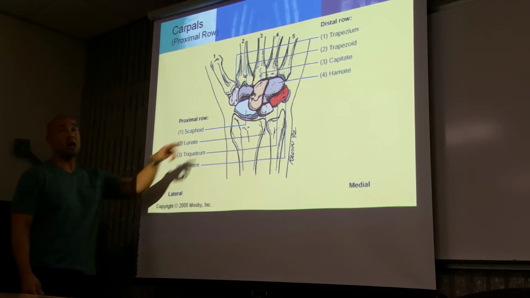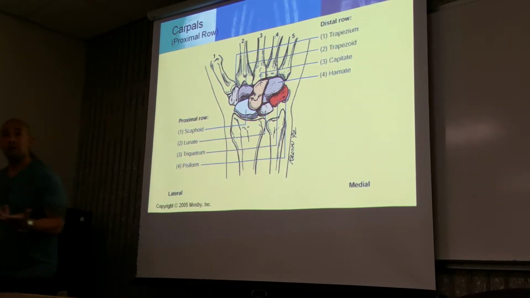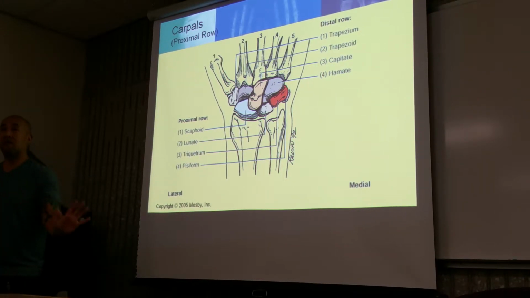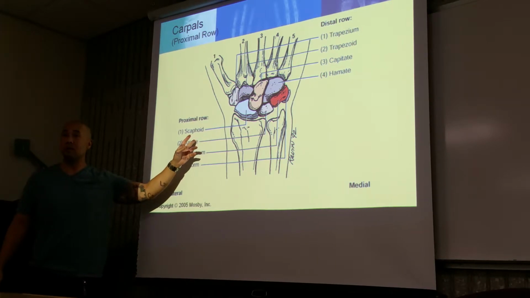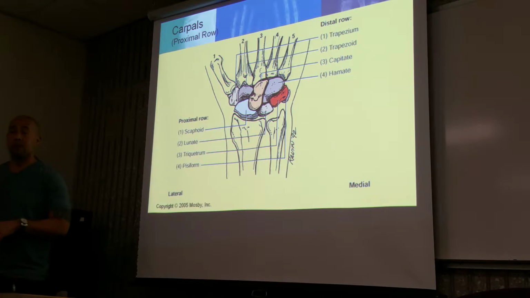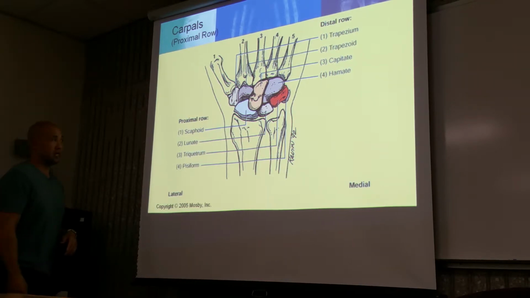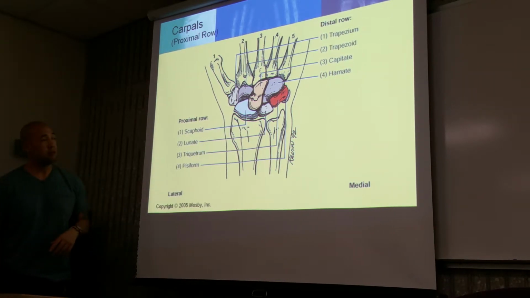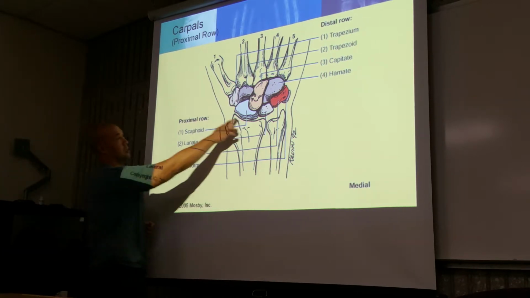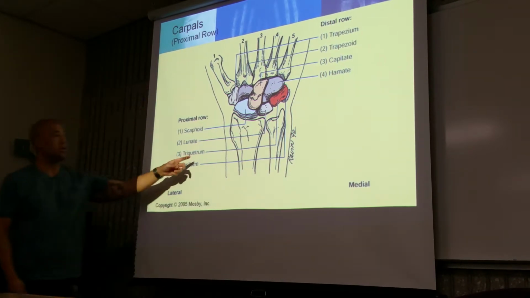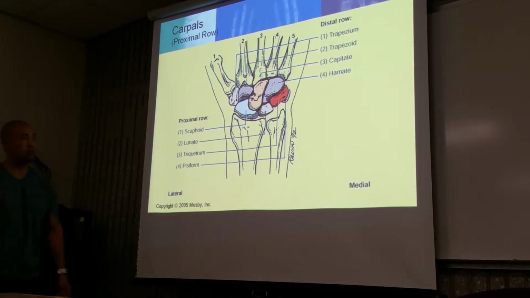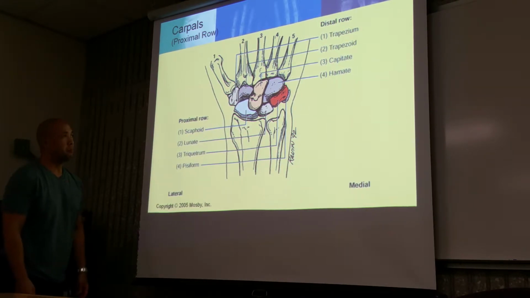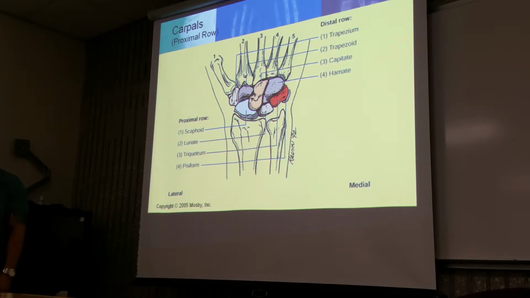This bone is most commonly broken when you're trying to break yourself from a fall. We see a lot of this injury from skateboarding and snowboarding. This is scaphoid injury. Next to that is the lunate. The lunate. Okay, you got 1, 2, 3, 4. Lunate. Third one here is the triquetrum. And the most medial is the pisiform.